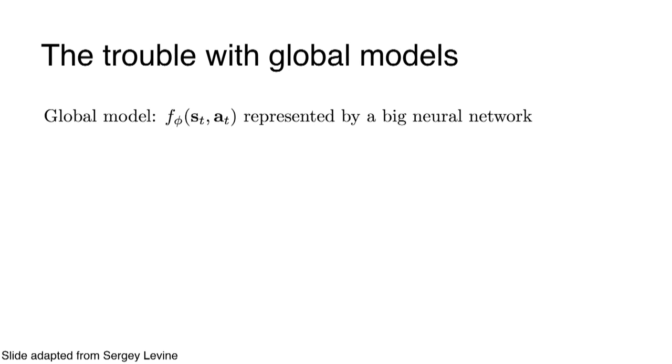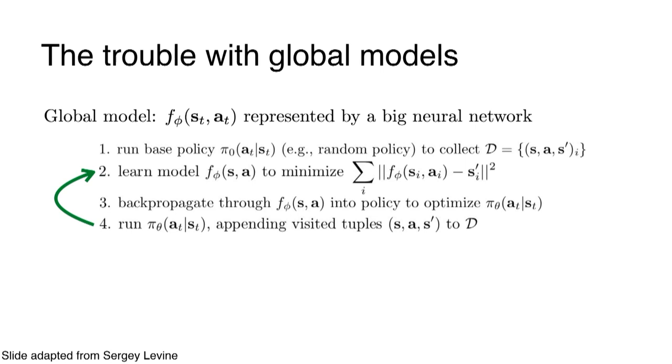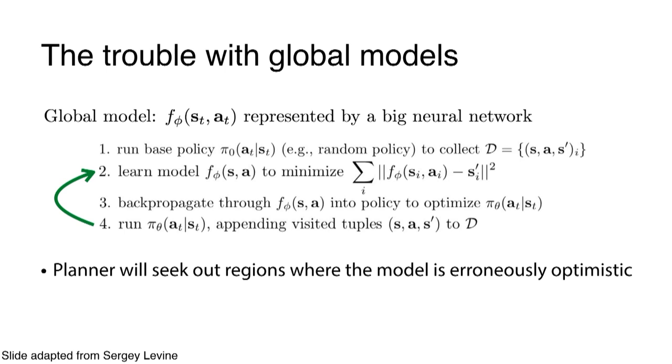And one of the challenges with this is if you apply model-based reinforcement learning with a global model, the planner, when you actually optimize with respect to that model, will seek out regions where the model is extremely optimistic and where the model is making mistakes. If there are regions where your model is inaccurate and is optimistic erroneously, then the optimizer will find those settings and basically exploit the model in regions where it's making mistakes. So this can be a big issue.